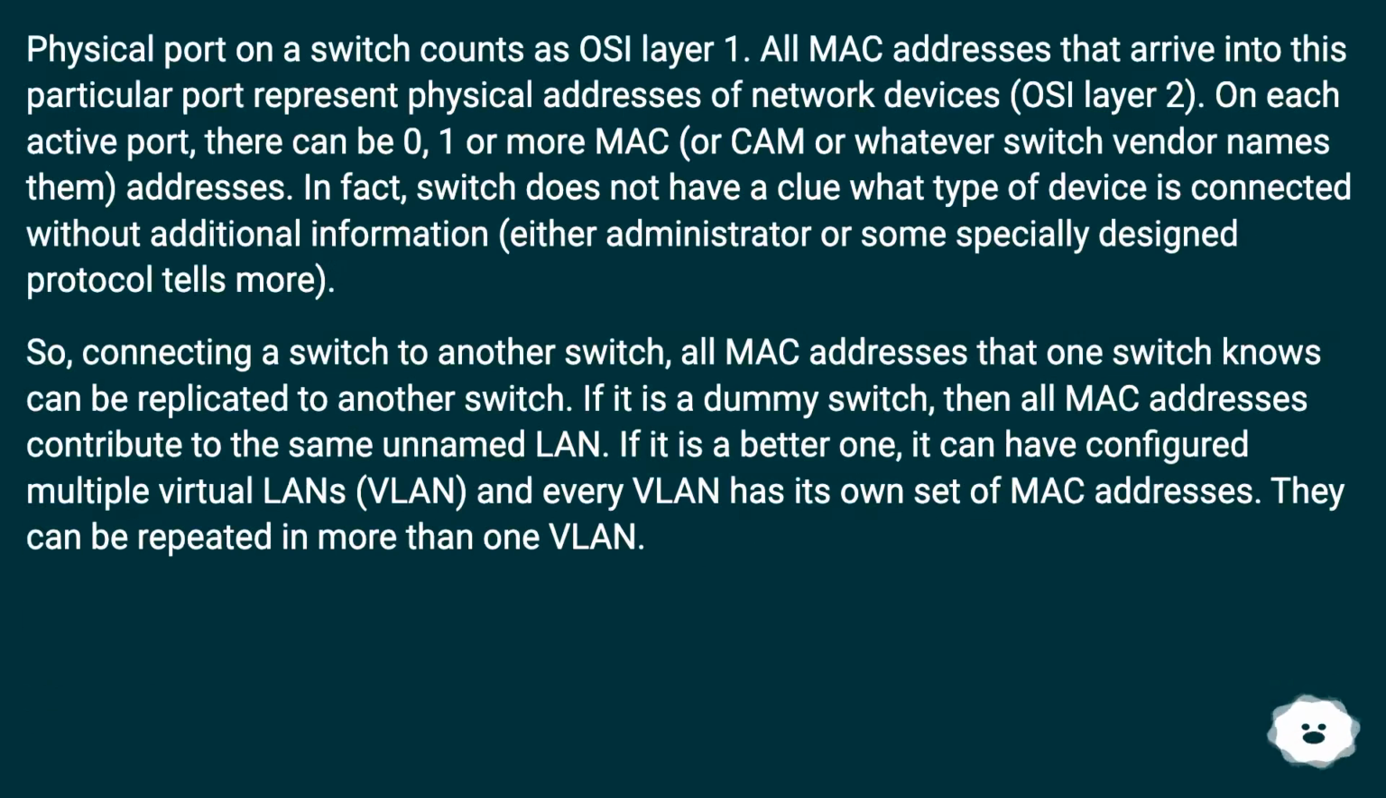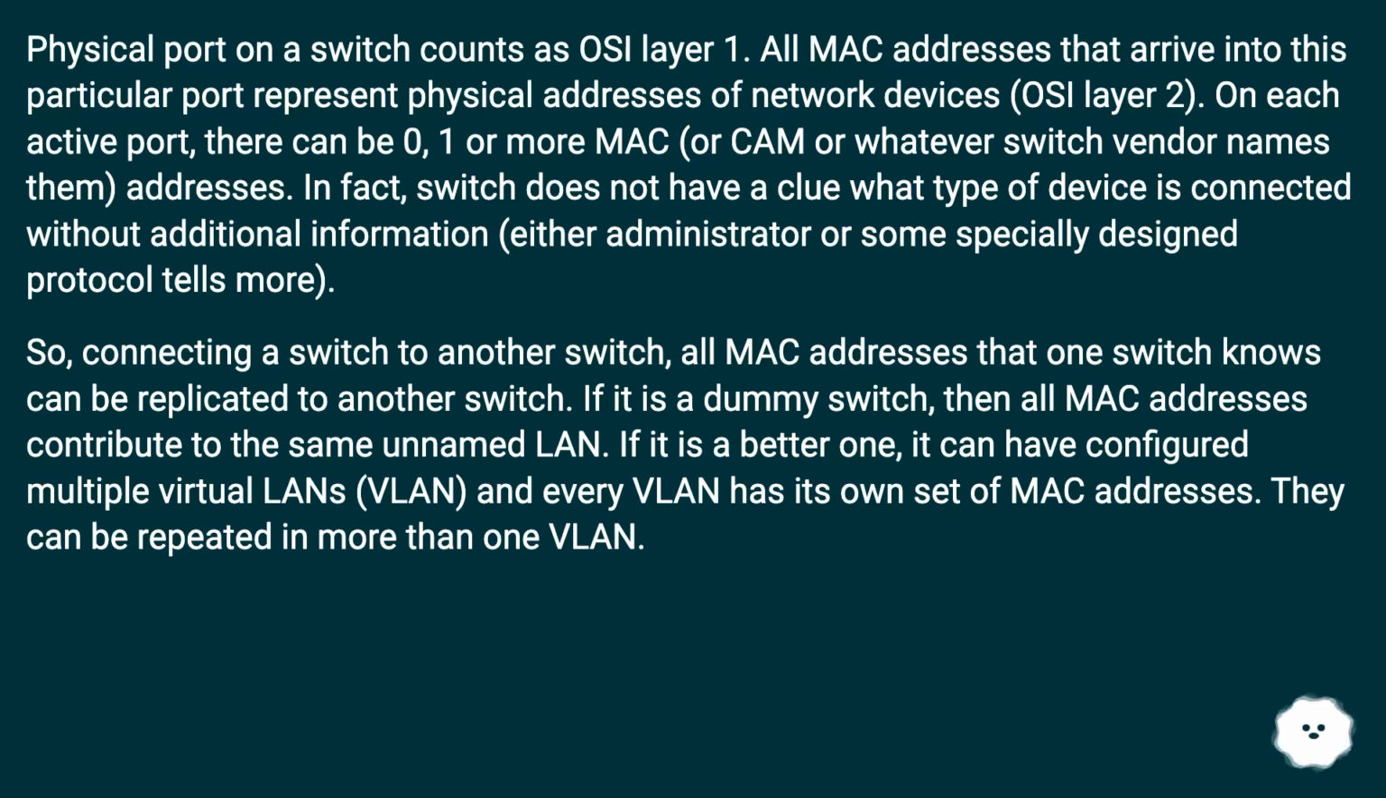Physical port on a switch counts as OSI layer 1. All MAC addresses that arrive into this particular port represent physical addresses of network devices, OSI layer 2. On each active port, there can be 0, 1 or more MAC, or CAM or whatever switch vendor names them, addresses. In fact, a switch does not have a clue what type of device is connected without additional information, either the administrator or some specially designed protocol tells more.